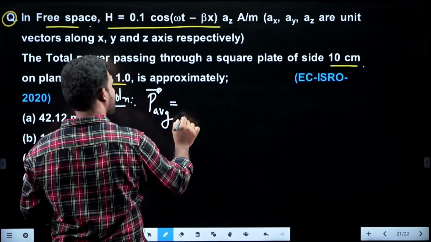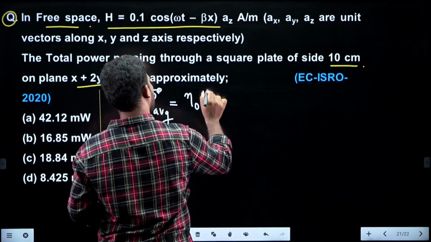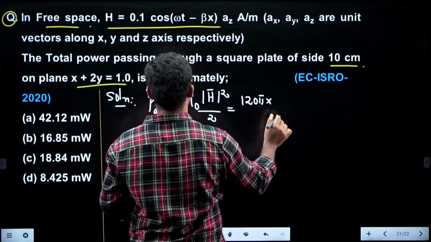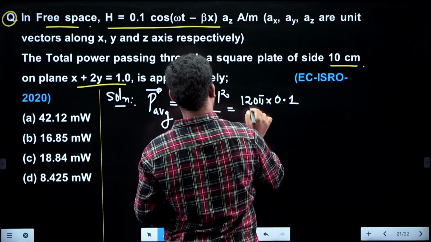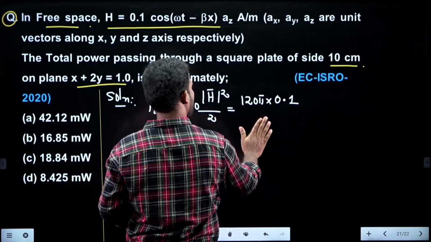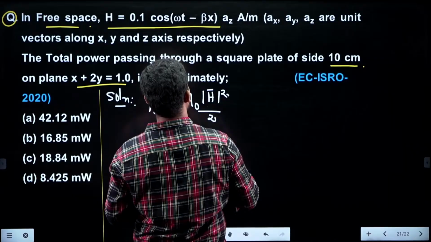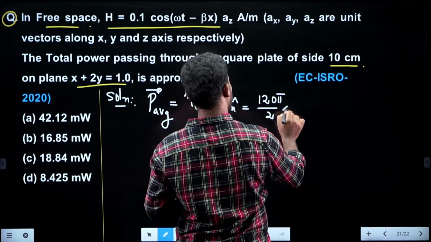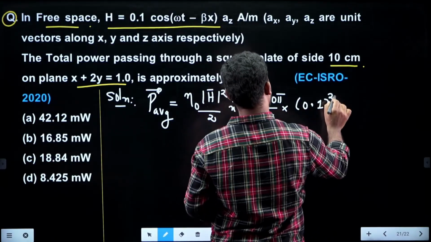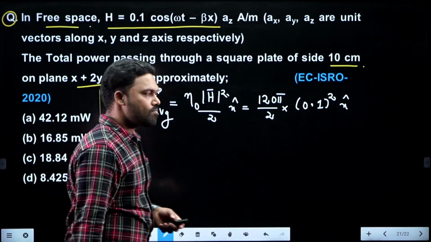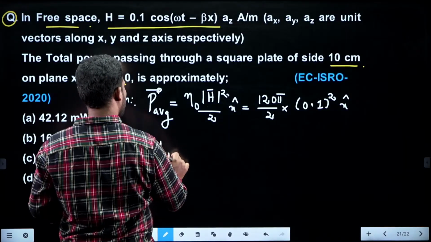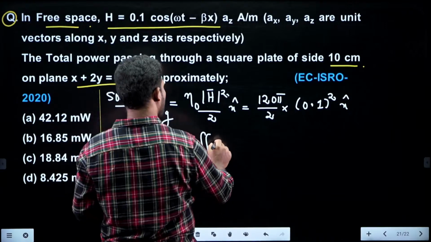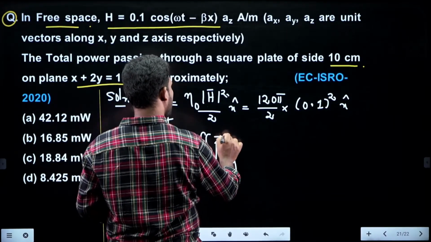So what is the P average, guys? It is eta naught into H magnitude square divided by 2, which is 120 pi into 0.1, just a second. The power density will be in the direction of wave propagation, so 120 pi divided by 2 into 0.1 whole square into x cap. Clear? It is asking how much is the power crossing through that square region. So it is P average into differential area.